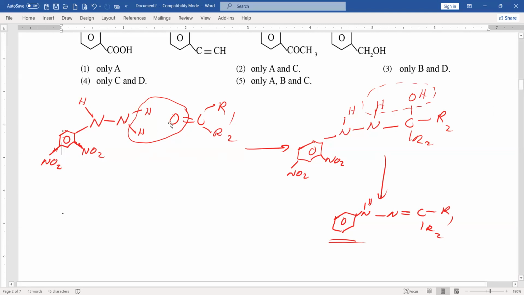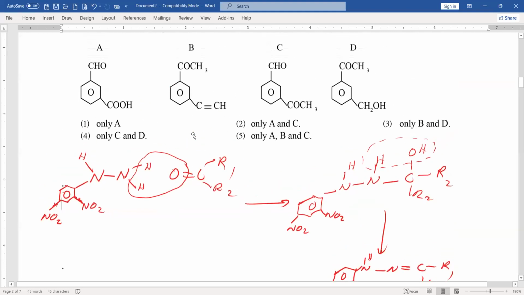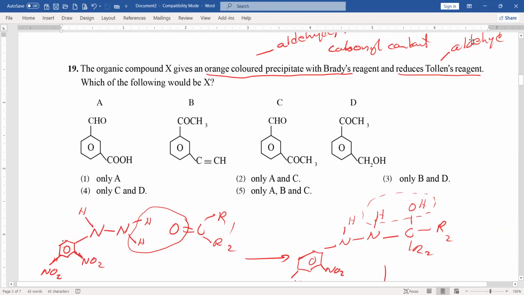So this Brady's reagent will give that orange colored dye, or compound, with an aldehyde or ketone. But it says that Tollens' reagent is reduced by that compound. This must definitely be an aldehyde. Then the first one can be, because we have this aldehyde group. The second one cannot be because it is not an aldehyde, but it reacts with this given white colored compound.